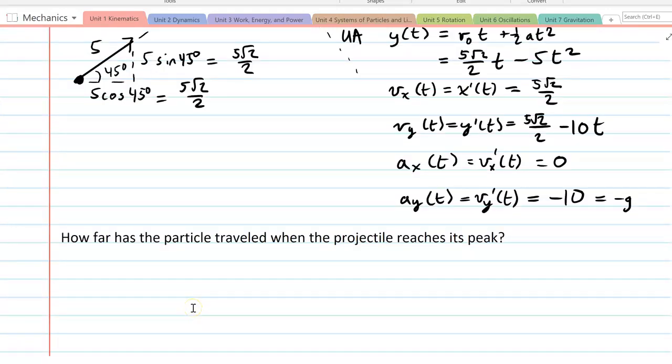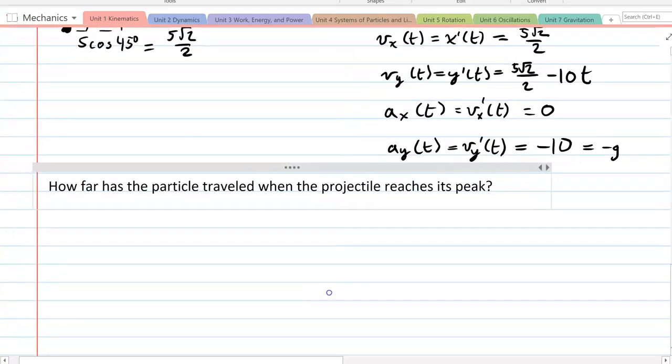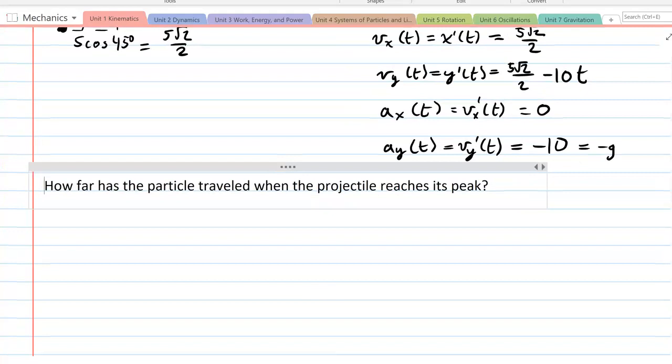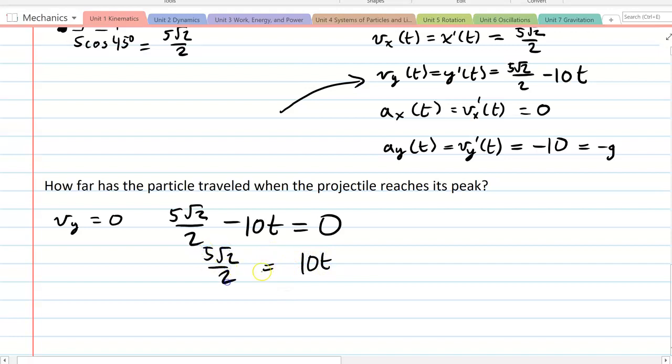Right, with the second part, it's basically using the same example. How far has the particle traveled when the projectile reaches its peak? So remember, at a peak, at the highest point, the velocity in the y component is equal to 0. So we can actually take this equation here and set it equal to 0 to solve for t. Okay, and then we just simply solve for t, right? So 10t is equal to 5 over 2 square root 2, divide 10 on both sides. We get 5 root 2 over 20 equals t, which is also equal to root 2 over 4. So that's what time is equal to.